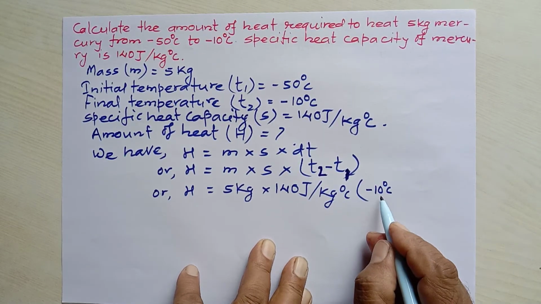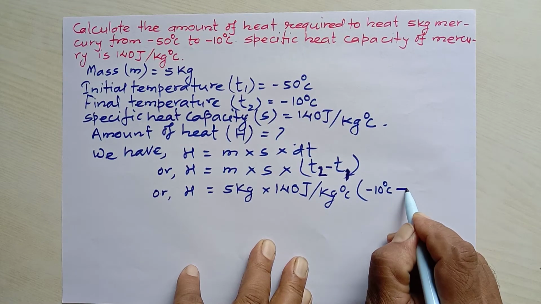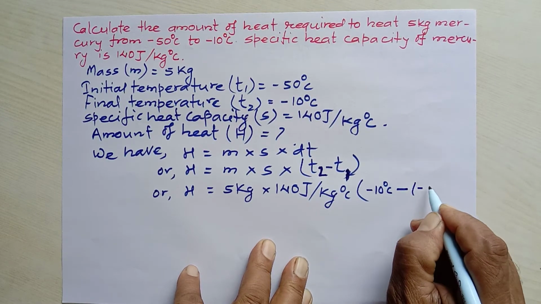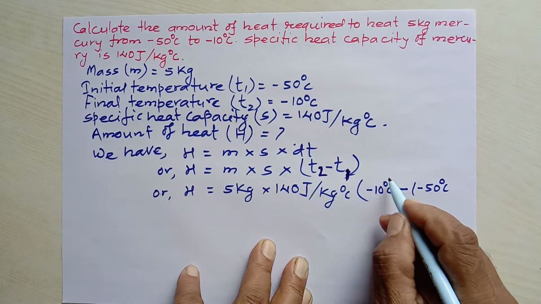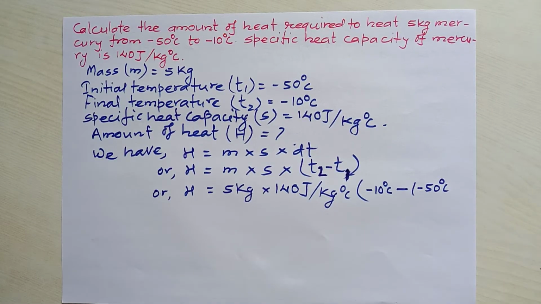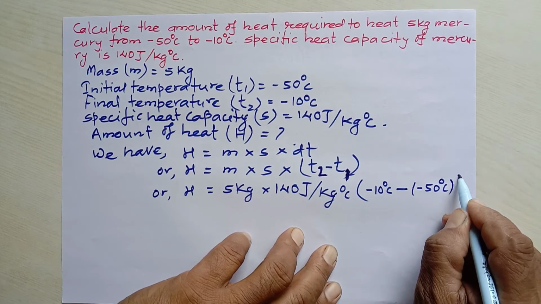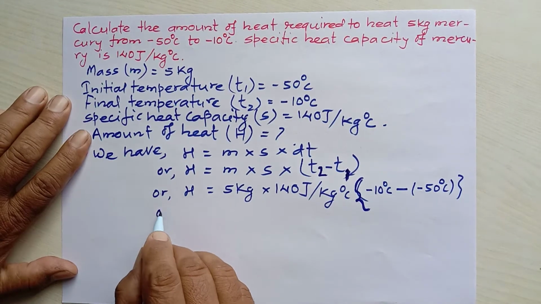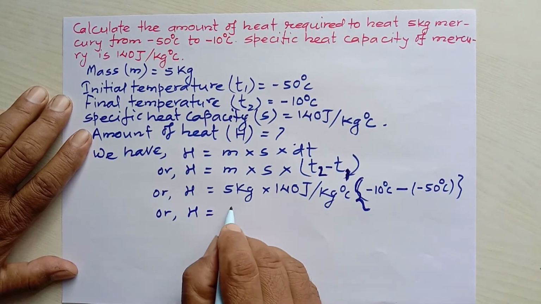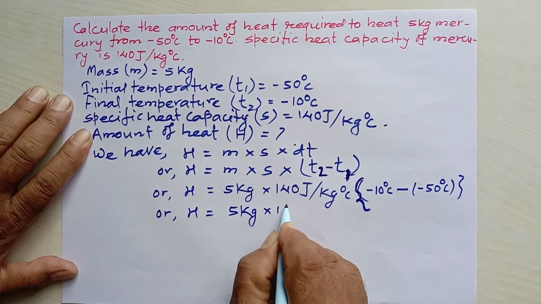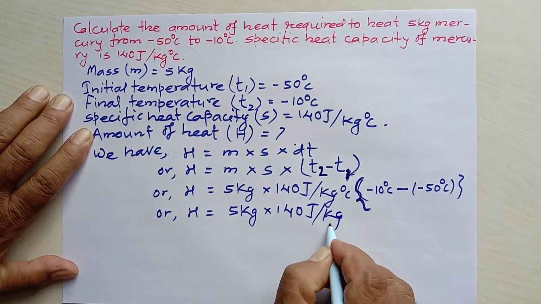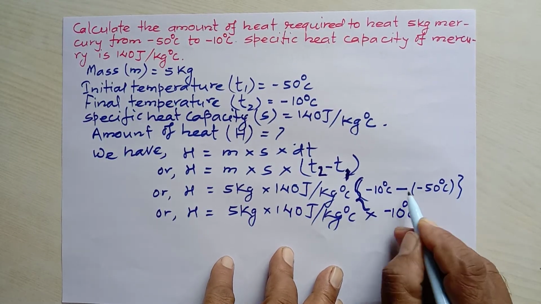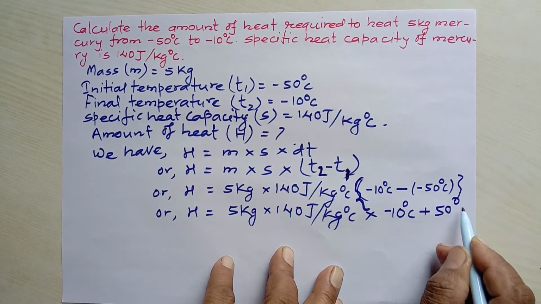Okay, now the final temperature, minus 10 degrees Celsius, minus the initial temperature, how much is it? Minus 50 degrees Celsius. It will be better to write this way. Now H is equal to 5 kilogram into 140 joule per kg degree Celsius into minus 10 remains the same, degree Celsius, minus minus plus, now 50 degrees Celsius.